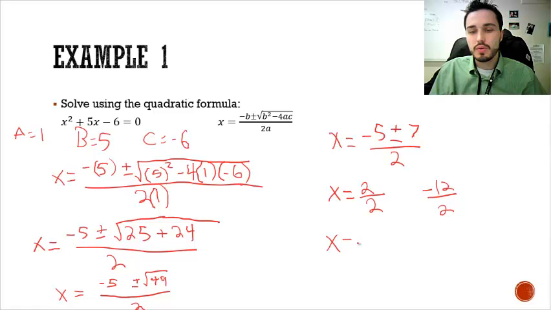Divide those. 2 over 2 is 1, and negative 12 over 2 is negative 6. So then those are my answers.